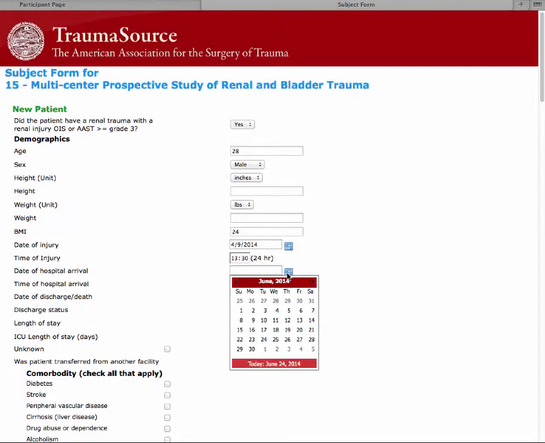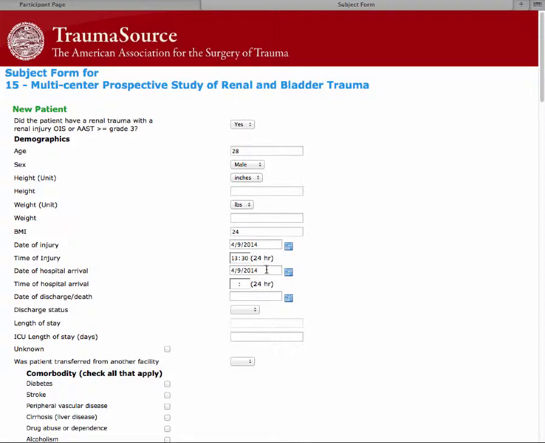The patient arrived the same day, so this patient was brought from the scene to the emergency department, whereas some patients may arrive later on. For instance, they're transferred from outside hospitals. They may arrive a day later than the injury occurred, or a couple days later as they're transferred in for further management. The time of hospital arrival: we'll say this patient was brought in by ambulance and arrived at 14:45.